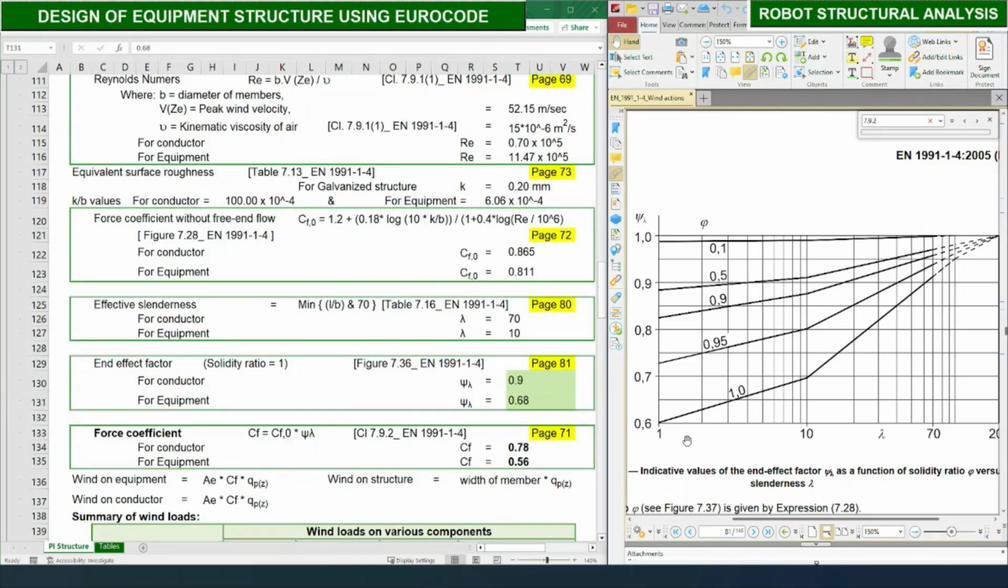And similarly for equipment, the effective slenderness factor is 10, considering the solidity ratio as 1. So for 10, we can find here that it is 0.68.